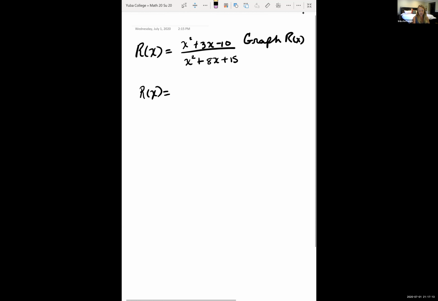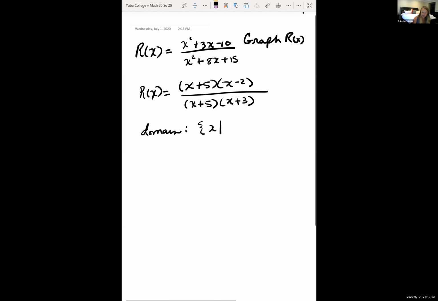And so x squared plus 3x minus 10, there are two numbers that multiply to -10 and add to +3. So we can factor this as (x plus 5)(x minus 2), all over the denominator. Looking at factors, something that multiplies to 15 and adds to 8, so 5 and 3: (x plus 5)(x plus 3). Our domain is x such that we can't have any value set our denominator equal to 0. So x cannot be -5 and x cannot be -3.